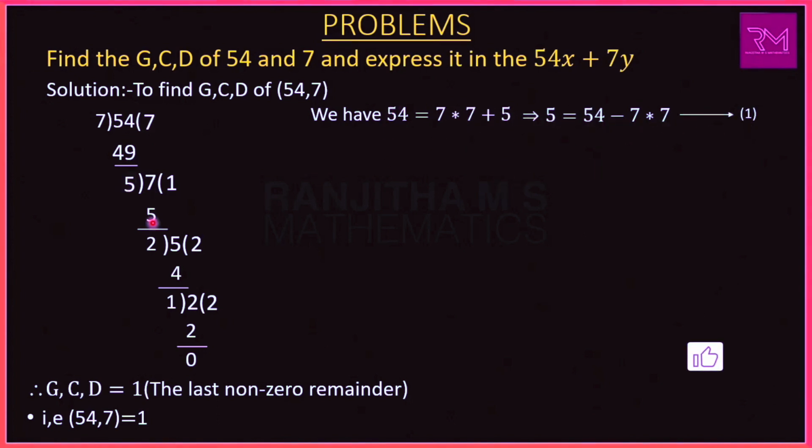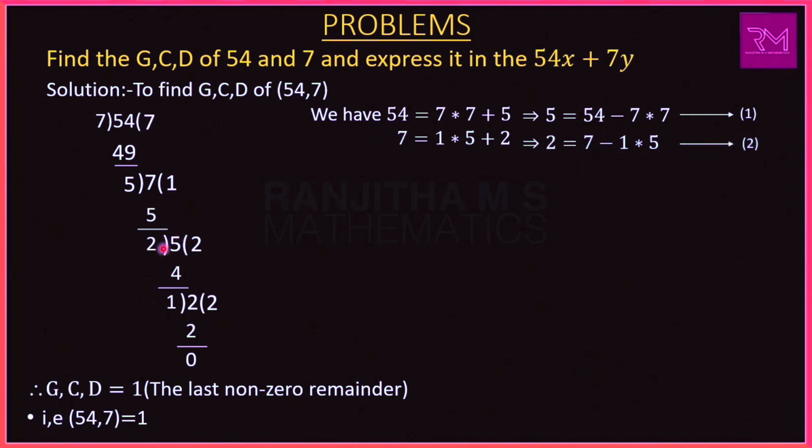Similarly, for this division, we apply the division algorithm method. Here 7 is the dividend, 5 is the divisor, 1 is the quotient, and 2 is the remainder. So by the division algorithm, dividend equals 5 into 1 plus 2. We can write 7 as 1 into 5 plus 2, or 2 equals 7 minus 1 into 5. Call this equation number 2.